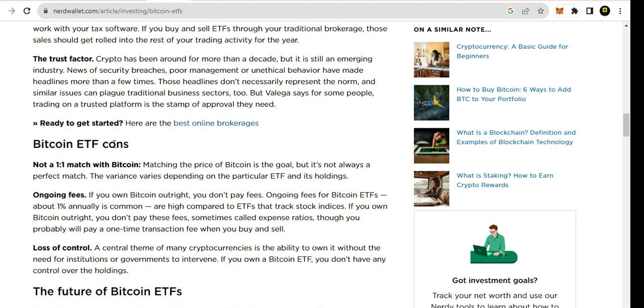Now, loss of control. A central theme of many cryptocurrencies is the ability to own it without the need for institutions or government to intervene. If you own a Bitcoin ETF, you don't have any control over the holdings. Remember, guys, as I mentioned just earlier, it'll be a third party that'll control your Bitcoin ETF, okay?